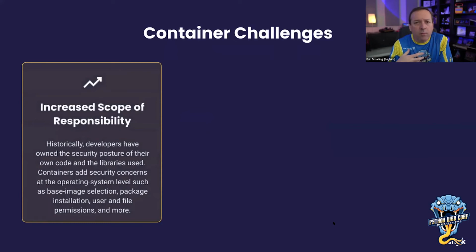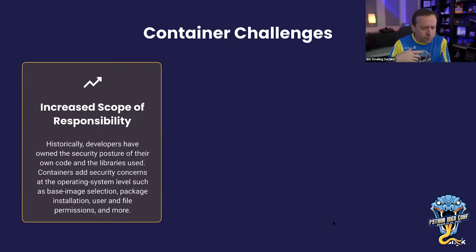The first, and the overarching one, is that as a developer, I know historically I own my code. I own what third-party libraries I'm importing into it, or at least my architects do. We understand we need to write clean code and use well-maintained and patched libraries and modules, depending on how you're doing your code. And obviously there are ways to scan those things. But what containers add to us now is the scope of operating system level concerns.